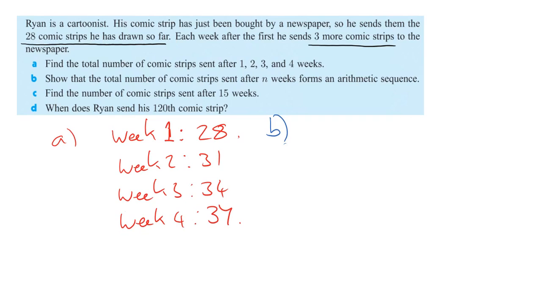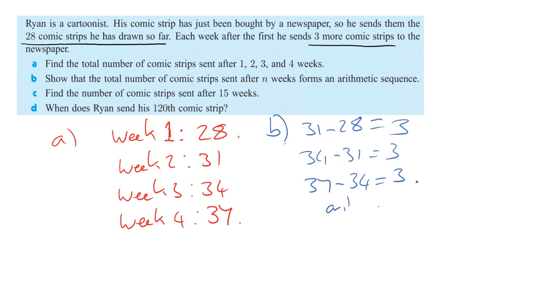B, show that the total number of comic strips sent after n weeks forms an arithmetic sequence. Well, absolutely. We've got the common difference, haven't we? If we did 31 minus 28, we get 3. If we did 34 minus 31, we get 3. If we did 37 minus 34, we get 3. So it is arithmetic. Okay, let's carry on.